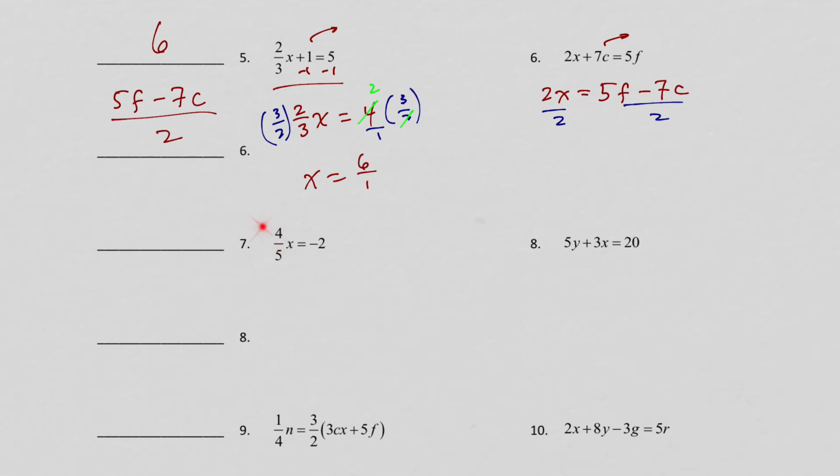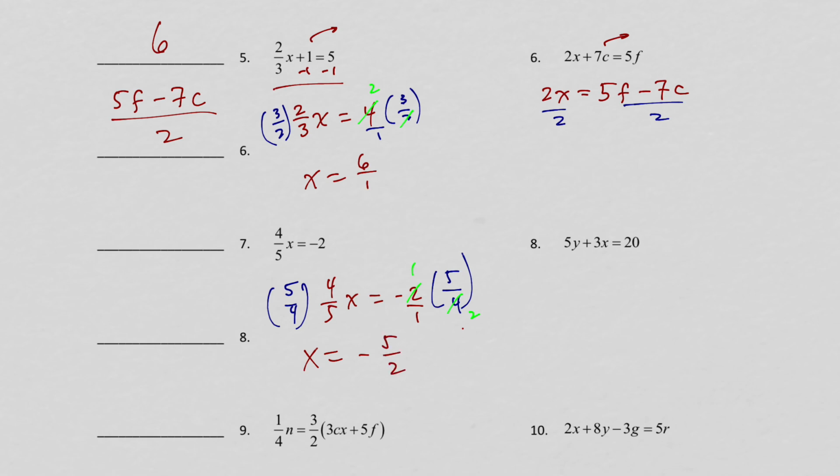I'm going to get rid of this in one step by multiplying by the reciprocal. So I have 4/5 x is equal to negative 2, and I'll multiply this side by 5/4. So I'll do the same thing to this side. And we're going to get x is equal to, remember this is like over 1. So 2 goes into 2 once and into 4 twice. And we have negative 1 times 5 is 5, 1 times 2 is 2.